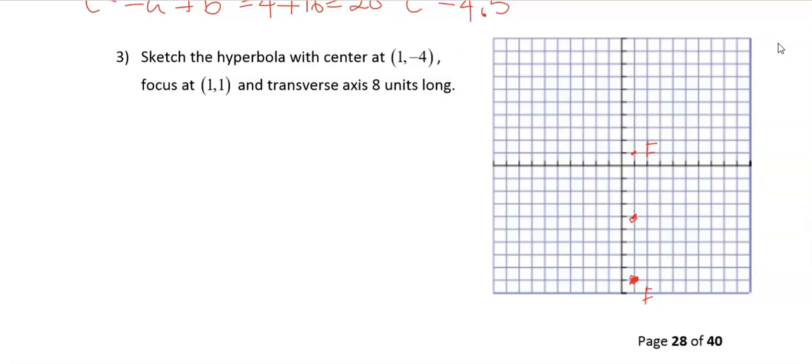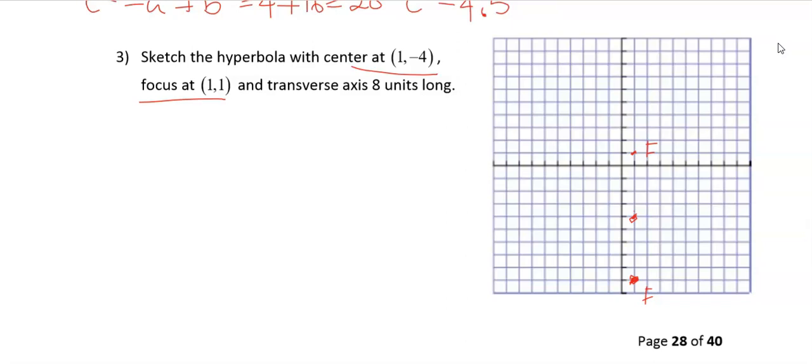Now, what else do we have? Okay, we've got that done. Then it says that the transverse axis is 8 units long. And what you need to remember is that the transverse axis is the one that joins your two vertices together, right? It's kind of like the major axis was in an ellipse. In this case, I can clearly tell that my hyperbola is going to open up and down, meaning that the y squared is going to be the positive part and the x squared is going to be the negative part.